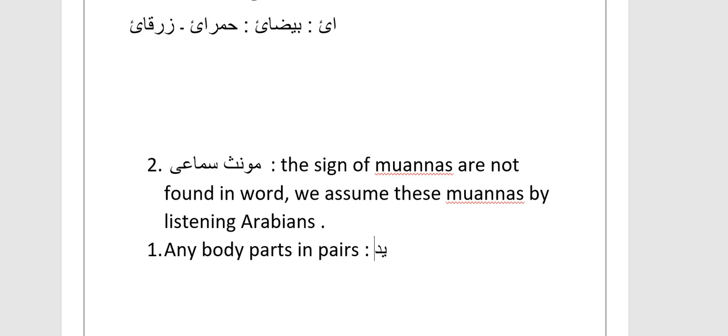One is yadun, which means hand. Another one is uznun, which means ear. Another one is ainun, which means eye. All these three words are muannas, but they do not have any of the signs of muannas in them. But they are muannas. Why are they muannas? Because we heard Arabians using these body parts as muannas. Second example.